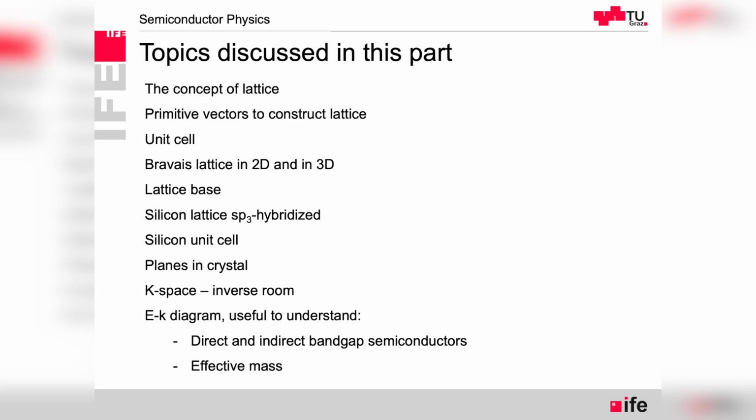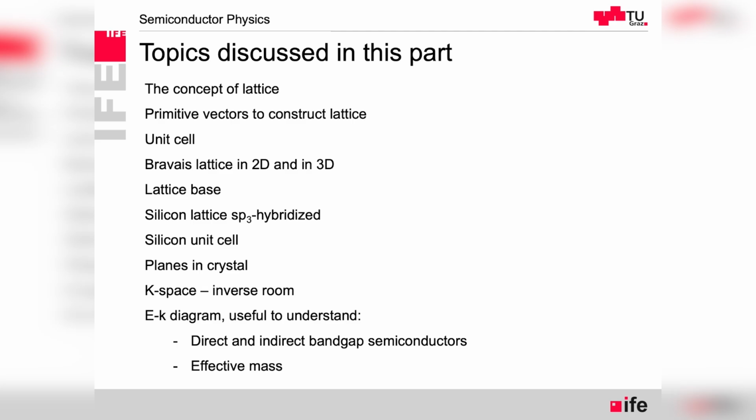So the silicon lattice is sp3 hybridized, the unit cell of silicon, and the planes in the crystal. And planes in the silicon crystal will be really interesting. Sometimes the way we cut the wafer for a given application is really determined by the characteristics of a certain given plane.